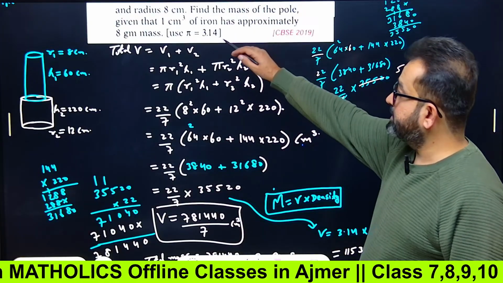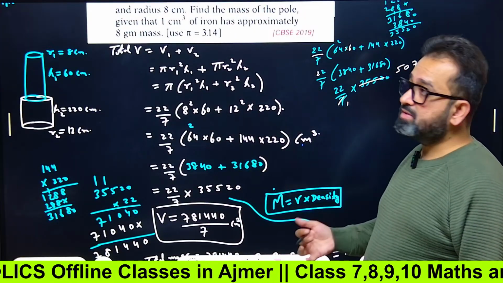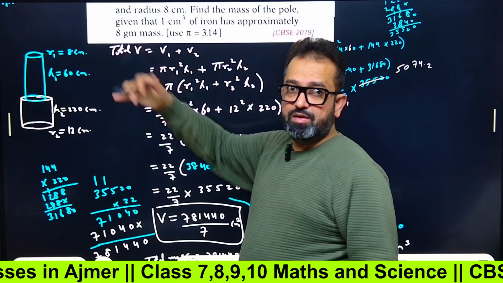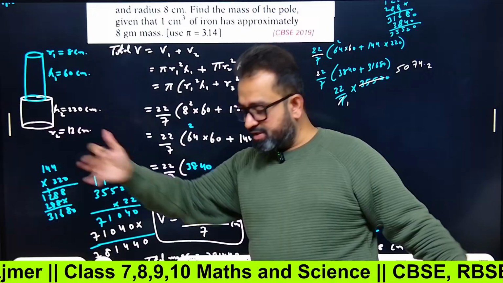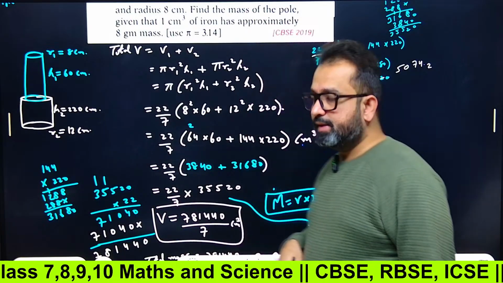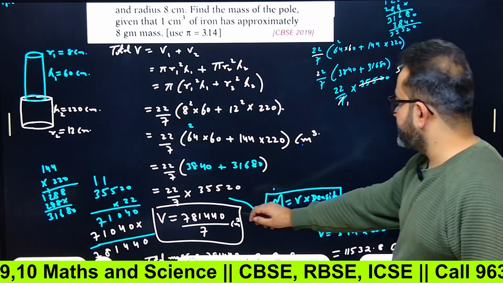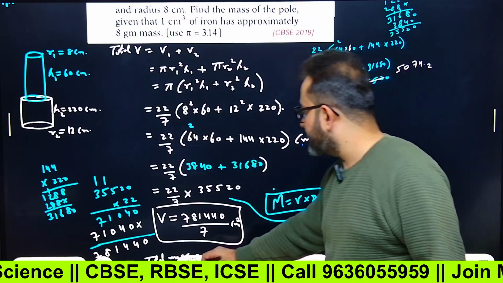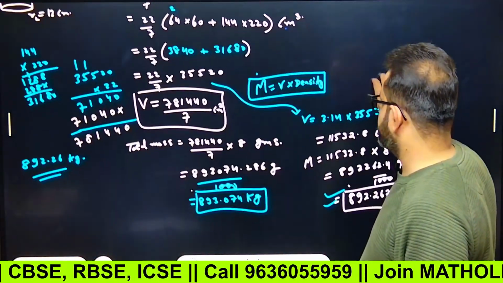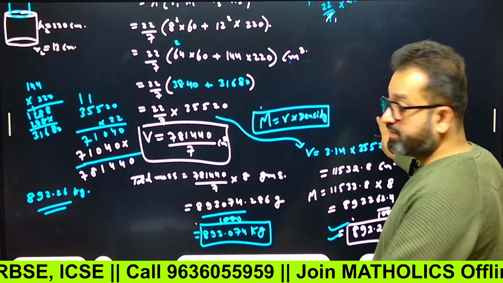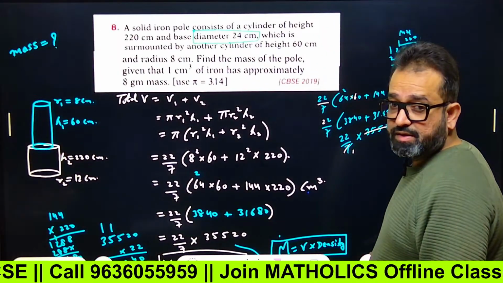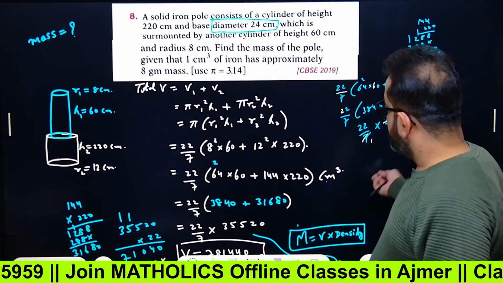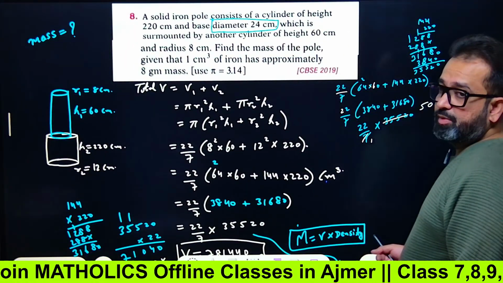You have to find the mass. What is the total mass? 1 centimeter cube of iron weighs 8 gram, so just multiply that volume by 8. First convert it into decimals, then multiply by 8 and tell me the answer. If it comes to 893.074 kilograms, do this calculation and let me know if you are able to do it.